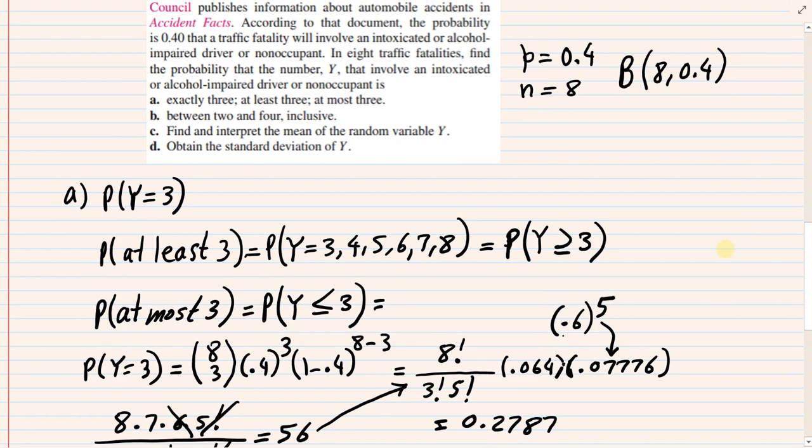So let's go to StatCrunch and try to do this whole exercise, as much of it as we can, parts A and B, and we'll come back to parts C and D. Okay, C and D we do by hand, but parts A and B we're going to do in StatCrunch. So remember, part A, we want to find that probability, and in part B, between 2 and 4 inclusive. So let's go to StatCrunch.